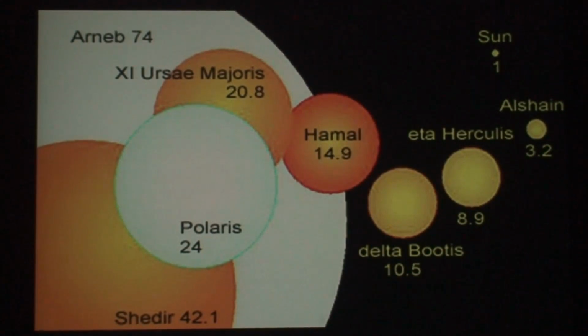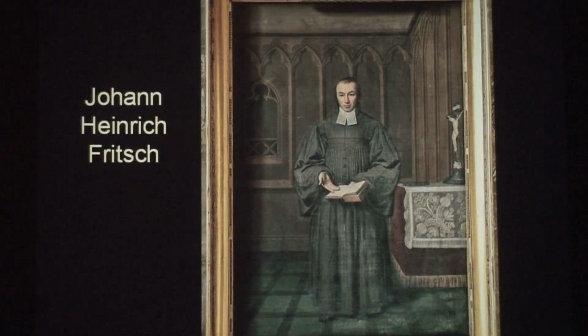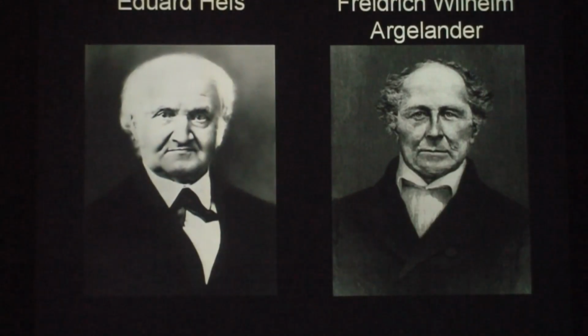Next, please. In 1821, German astronomer Johann Heinrich Fritzsche suspected Epsilon to be variable when he noticed it dim by nearly 1 full magnitude. Next, please. In 1842 to 1848, the duo of Edward Heis, a German mathematician, and Prussian astronomer Friedrich Wilhelm Argelander revealed that the star had dimmed substantially in 1847.